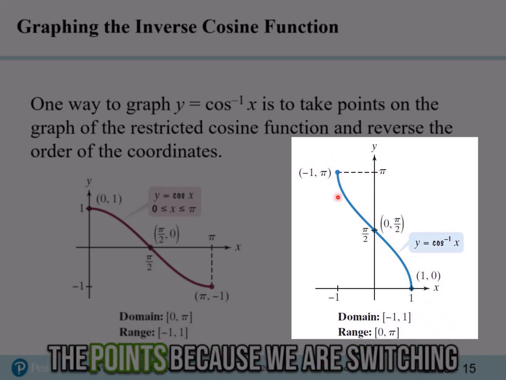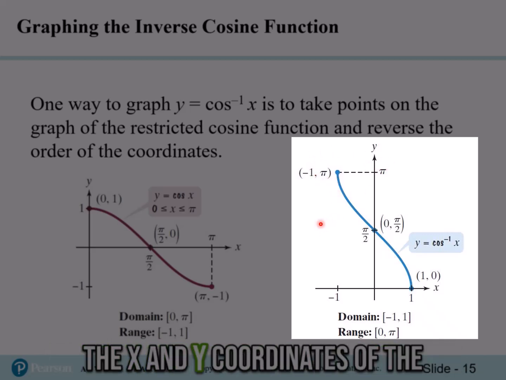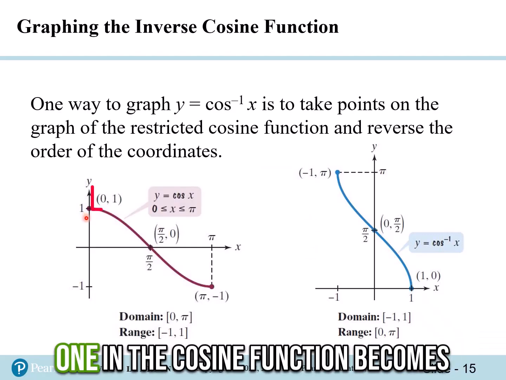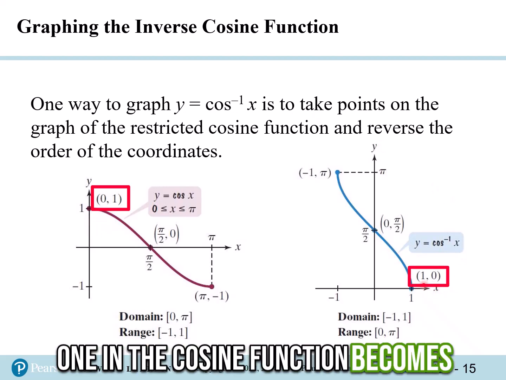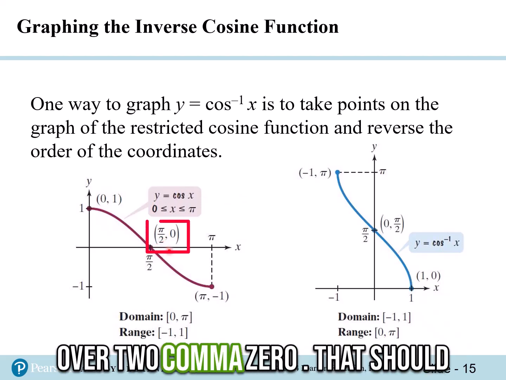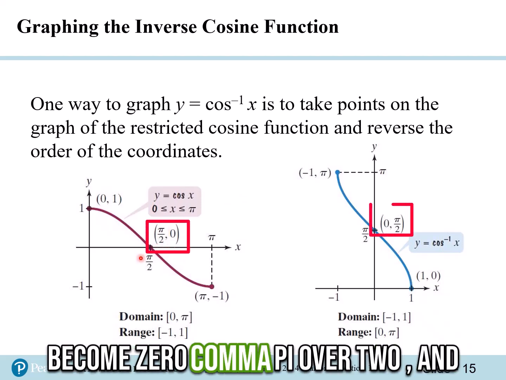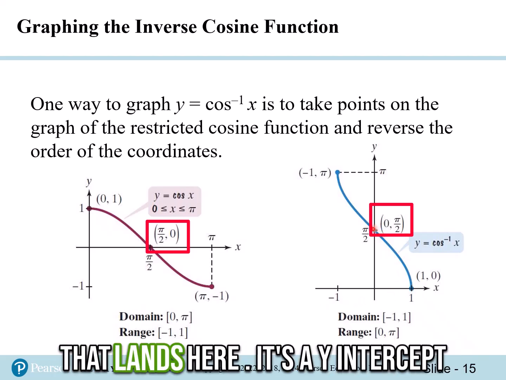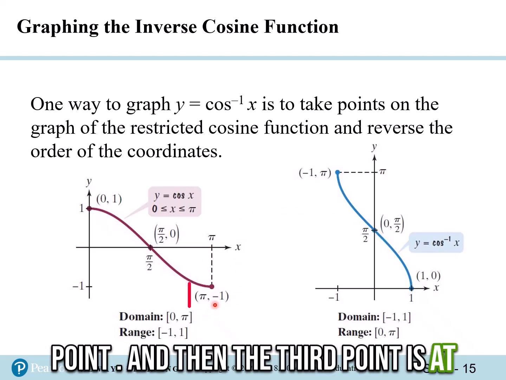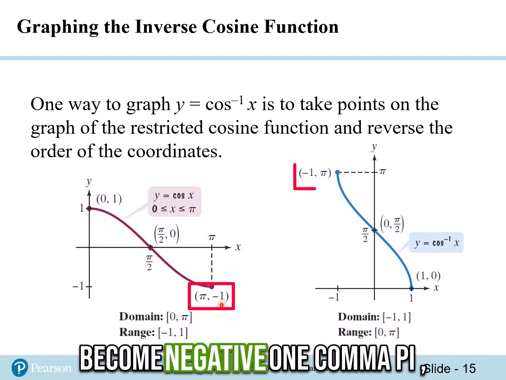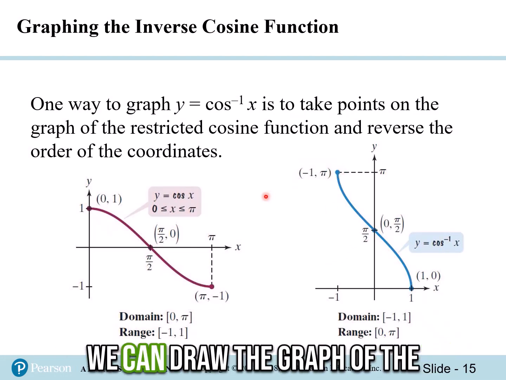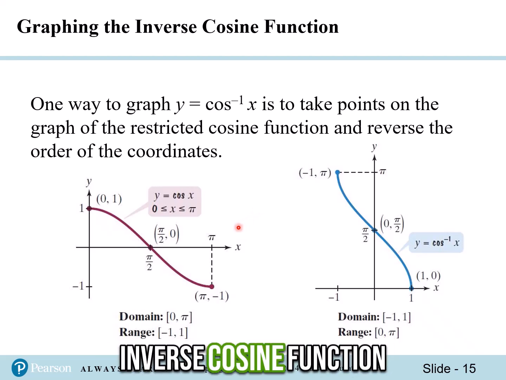Now, let's look at some of the points, because we are switching the x and y coordinates of the cosine function. What was 0, 1 in the cosine function becomes 1, 0 in the inverse function. Then another point is pi over 2, 0. That should become 0, pi over 2, and that lands here. It's a y-intercept point. And then the third point is at pi, -1. That should become -1, pi, which is up here. So this is one way we can draw the graph of the inverse cosine function.